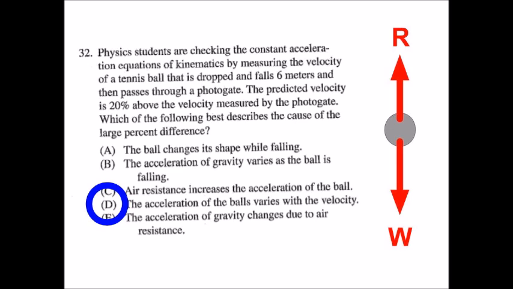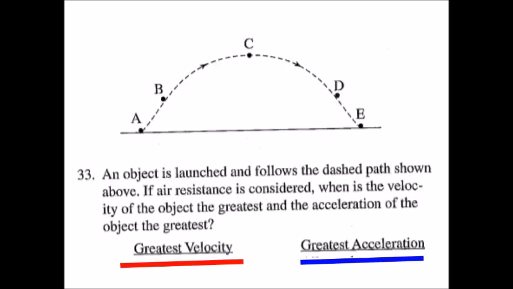And this leads us to the next double question. It's another air resistance question. 33. An object is launched and follows the dashed path shown above if air resistance is considered. That makes it harder. When is the velocity of the object greatest? When is the acceleration of the object greatest? Let's do velocity first, and it's A. That's when the velocity is greatest.